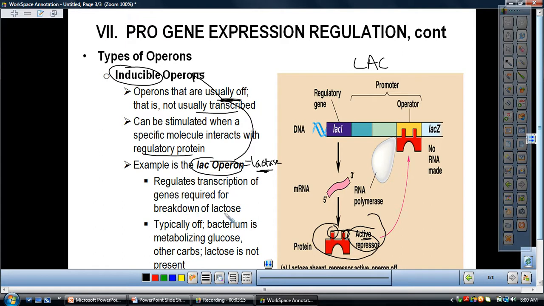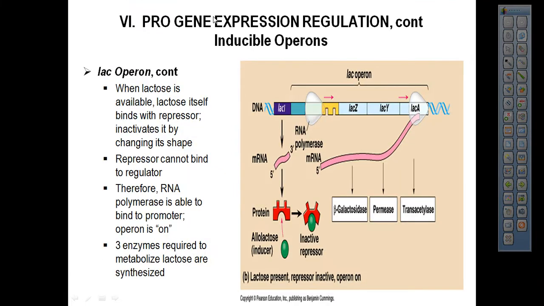So this is required for the breakdown of lactose. In order for bacteria to break down the lactose, this gene must be turned on. In order to do that, it takes a little bit of a difference. So let's go through and show you the next one.